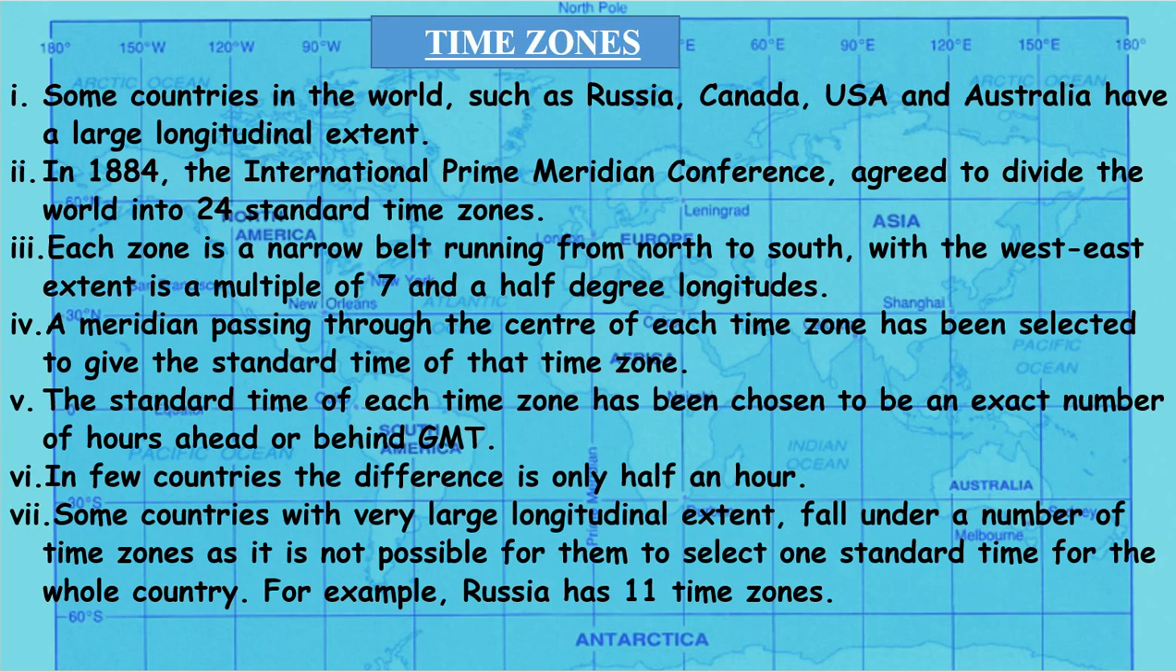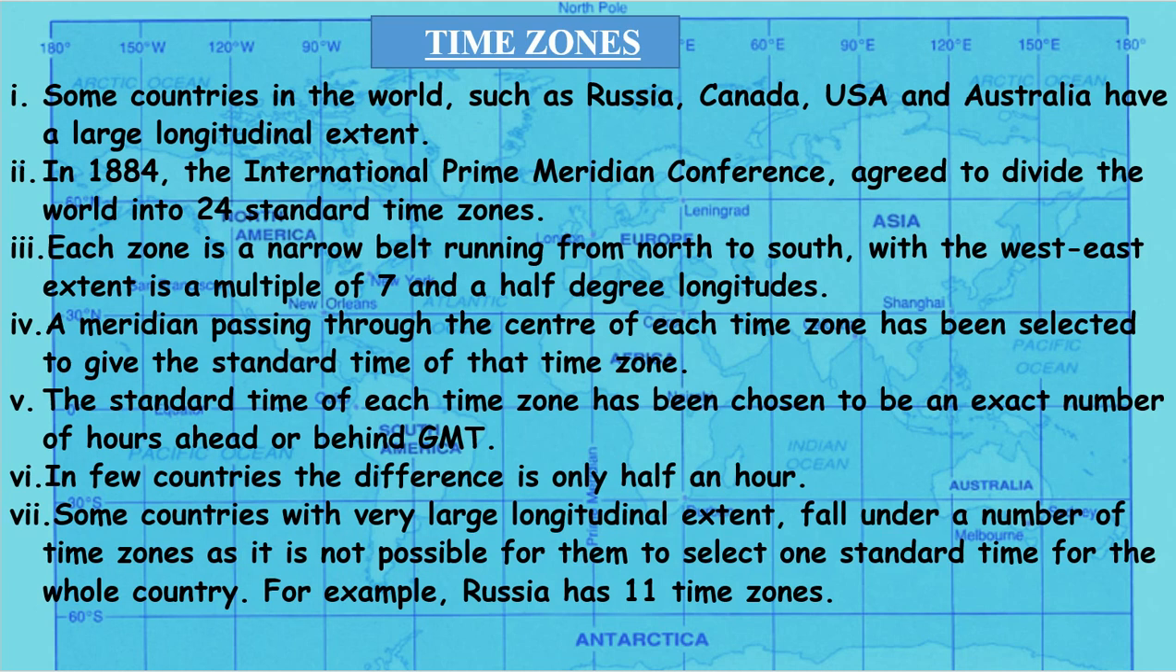Some countries in the world, such as Russia, Canada, USA, and Australia, have a large longitudinal extent, that is west-east extent. Okay. So in 1884, the International Prime Meridian Conference agreed to divide the world into 24 standard time zones. Now you must be wondering, why 24 standard time zones?